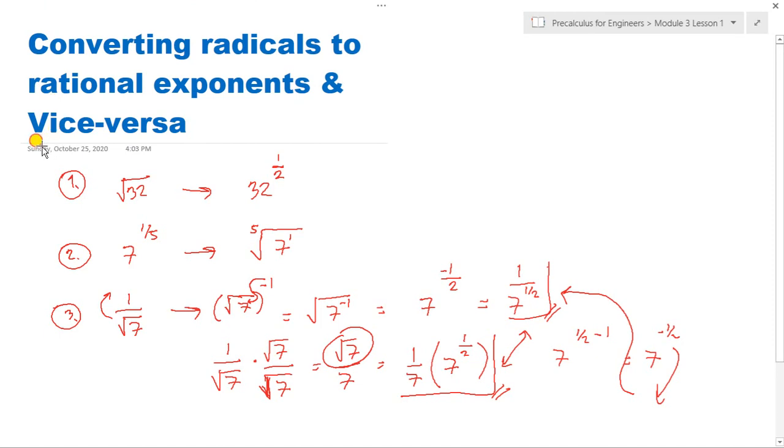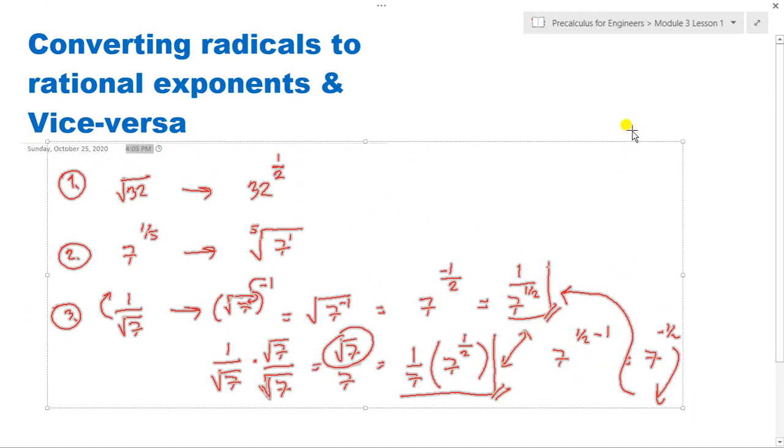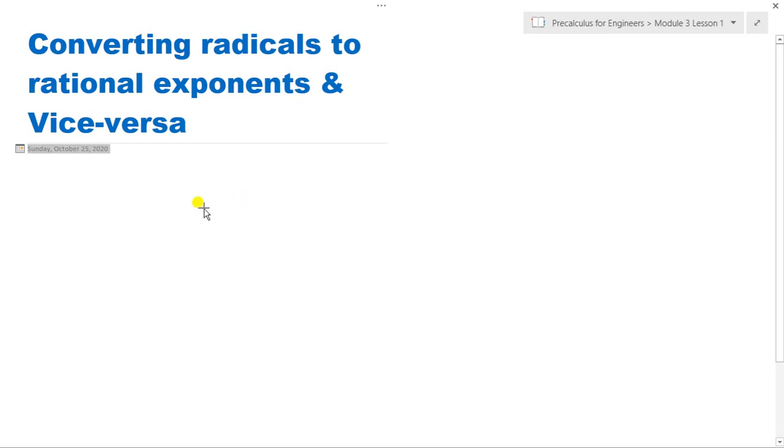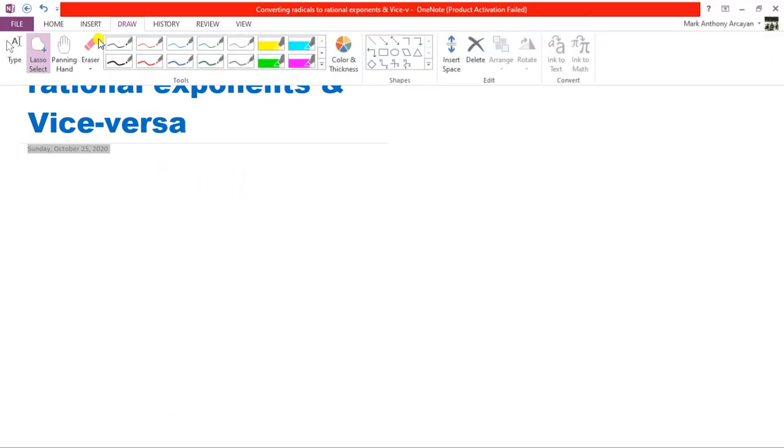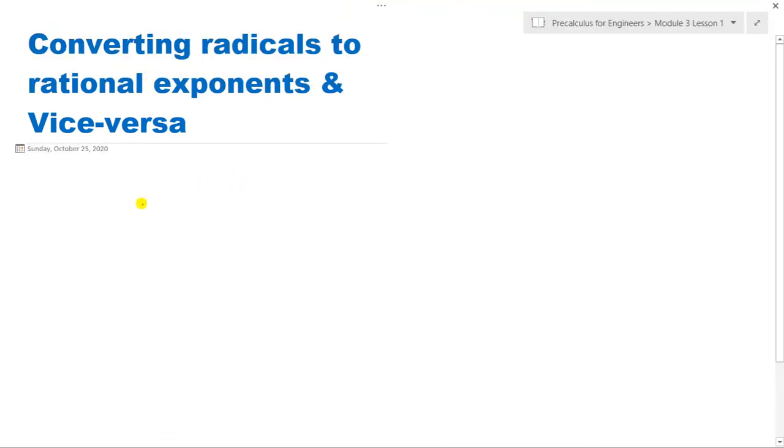Another. So mag-convert tayo ng iba. Let's say if you are given cube root, so cube root of x to the power of 5. So you can just simply convert this as x. Then anong exponent ng x mo? So 5 magiging numerator mo. And our index is 3. So it's over 3.